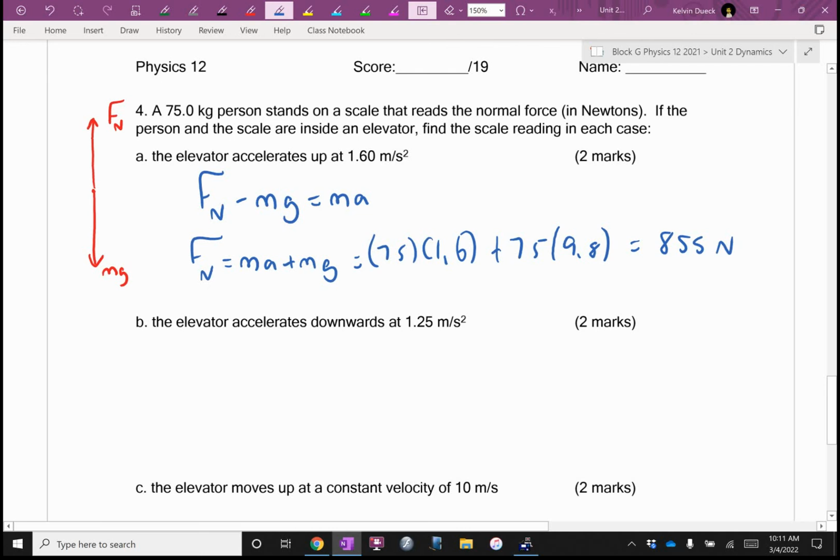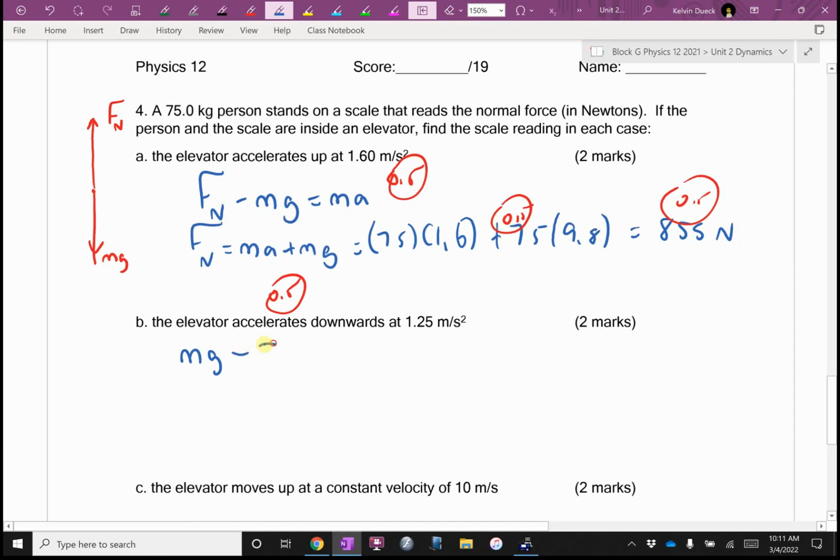Accelerating downwards. That's going to be mg. Oh, 2 out of 2 for that. Otherwise, again, half mark for that, half mark for getting the normal force by itself, half mark for the numbers, half mark for the answer. You've seen my marking scheme before.